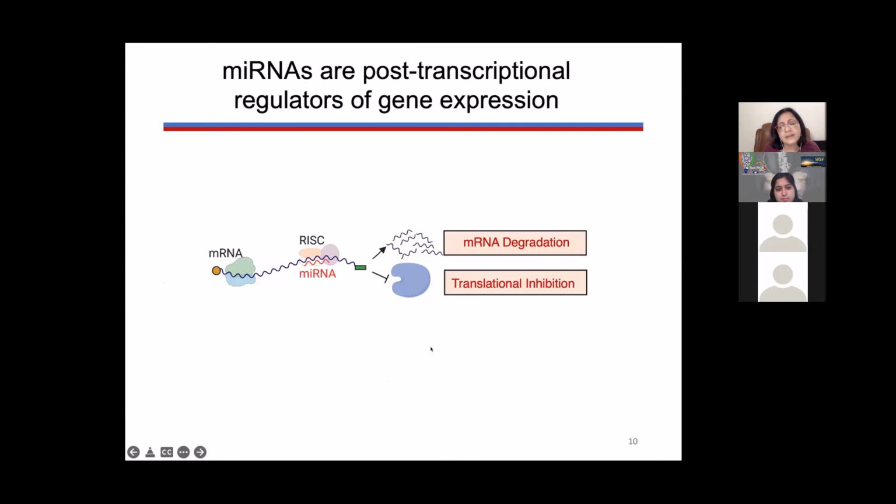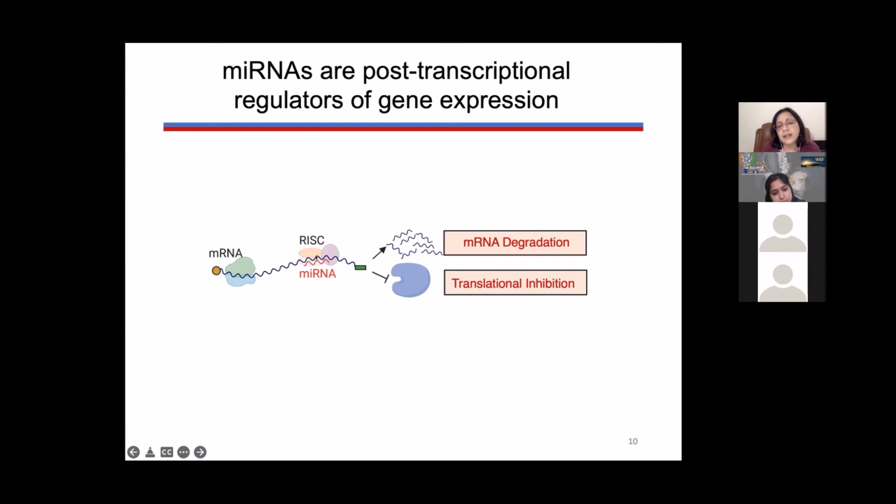My lab is focused on trying to understand the post-transcriptional mechanisms that regulate aging and dietary restriction. The class of post-transcriptional regulators that we're looking at are microRNAs. MicroRNAs are a class of small non-coding RNAs that range in size from 19 to 24 nucleotides, and they function by directing effector complexes to target mRNAs.